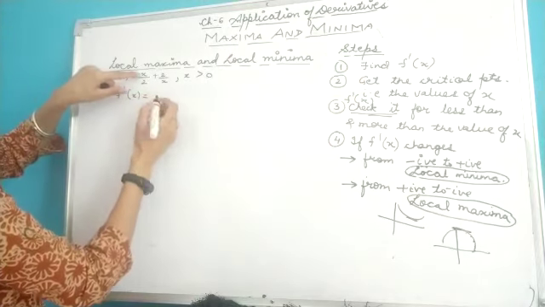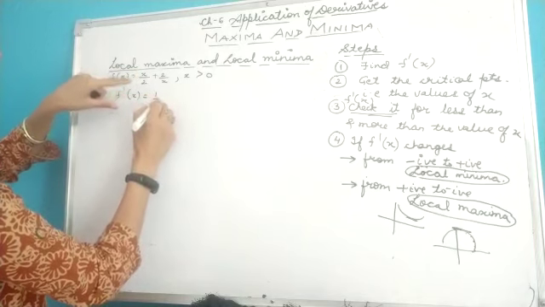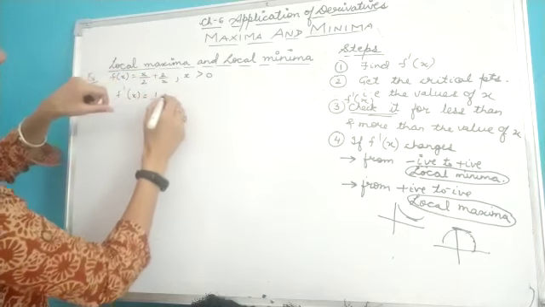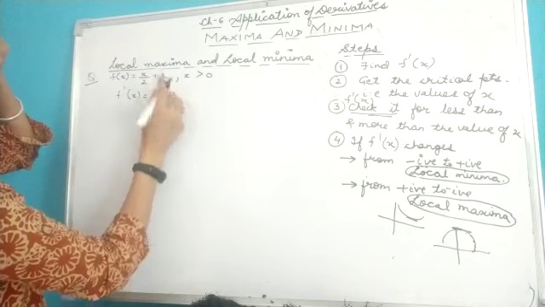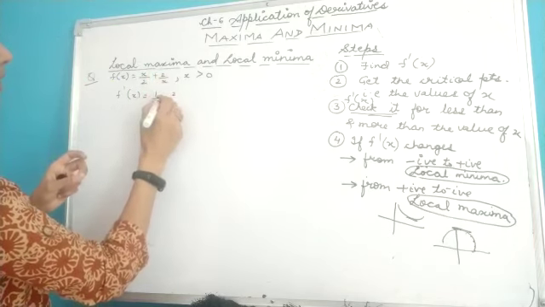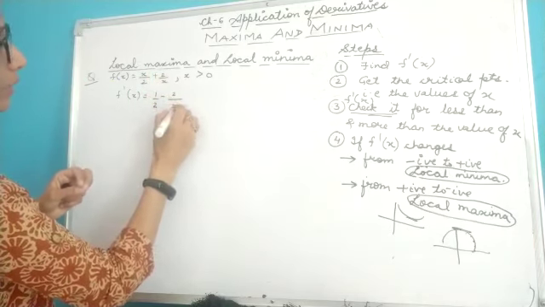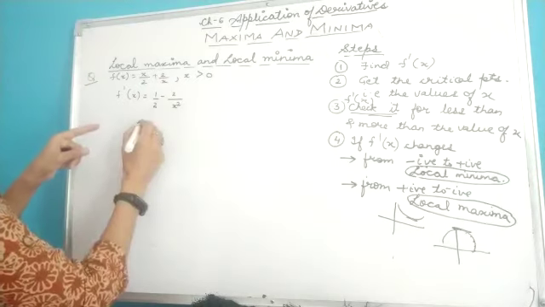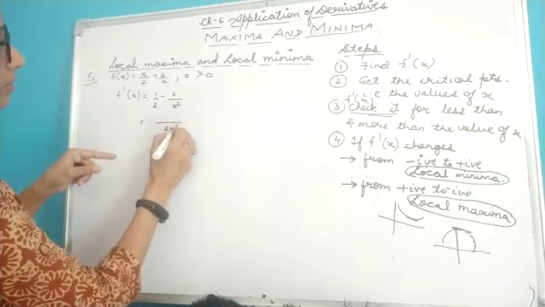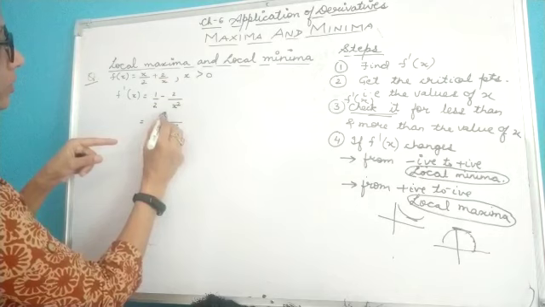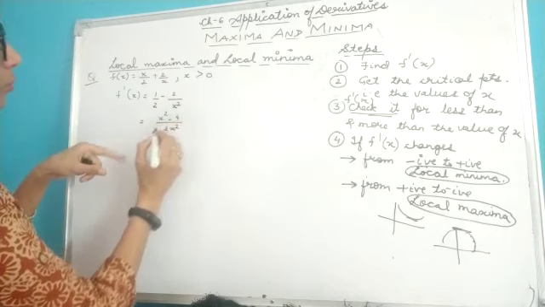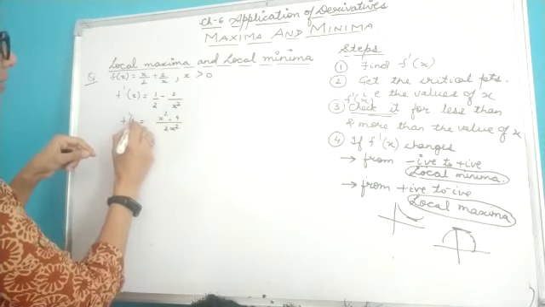This will be differentiation of x is 1, so this is 1 by 2. This is a constant term, so this will be constant only. And differentiation of 1 by x will be minus 1 by x square. So here on taking LCM, I am getting it as x square minus 4. So this is the value of f dash x.